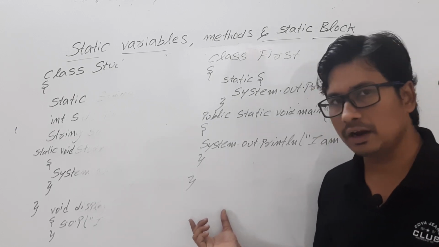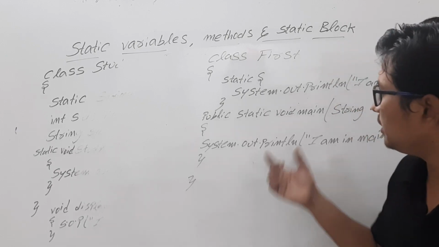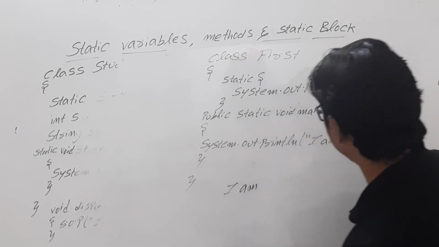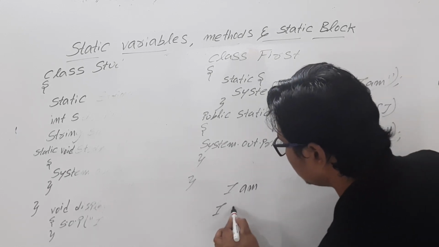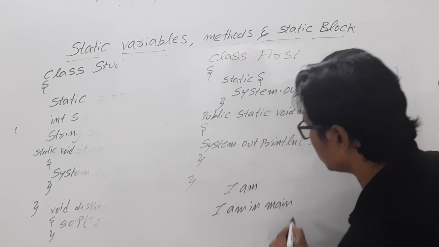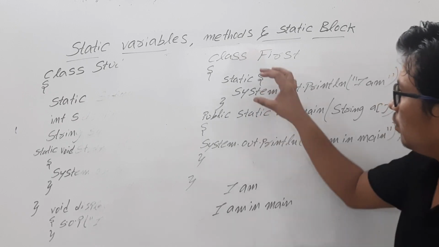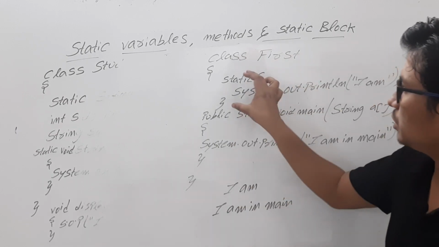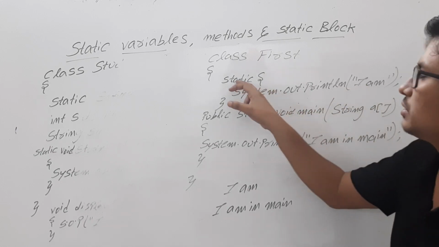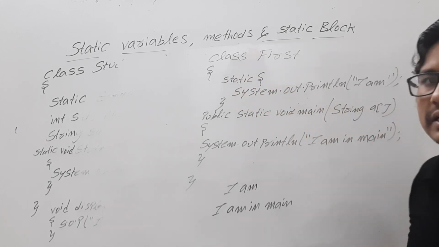Similarly, if there are no errors, you will write it as java first. Then you will get the output as I am, and then you will get I am in main. So the point I want to highlight is, before the main method, whatever statements you want to execute, you will write them within the static block. See, the highest priority is given to this statement, so that's why you got the output as I am, then I am in main.